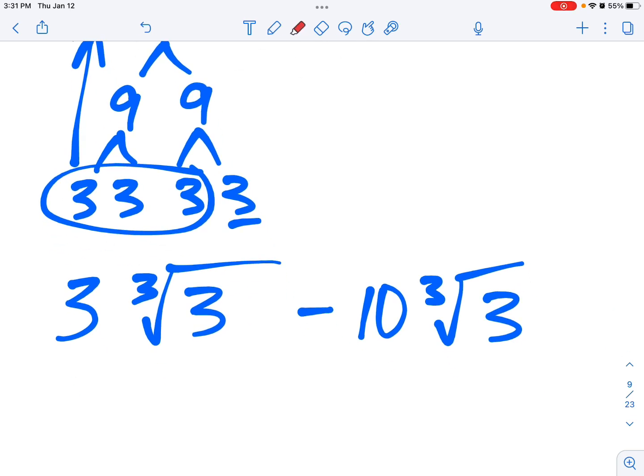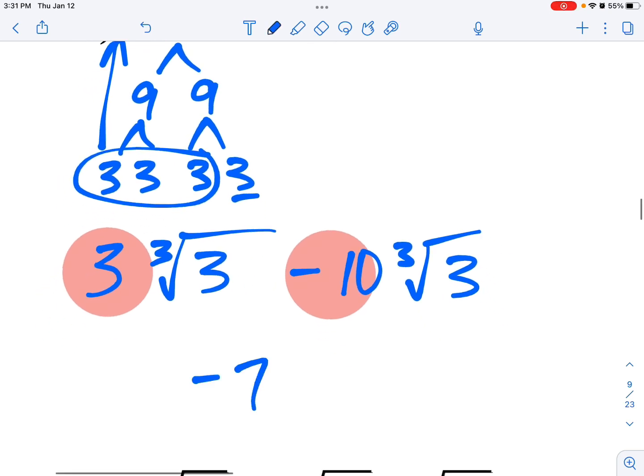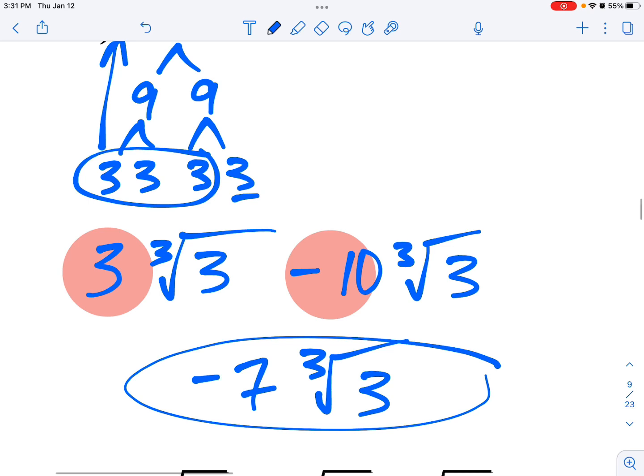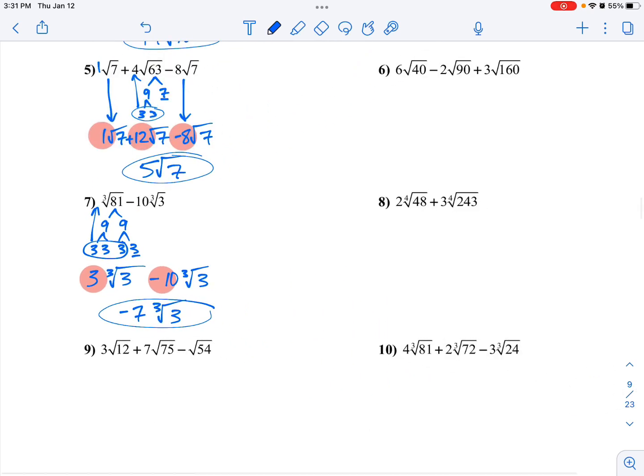And look, they're the same exact kind of radical. So I can do 3 and -10, which makes -7, and the cube root of 3. There's our answer. We are just combining like terms, you guys.